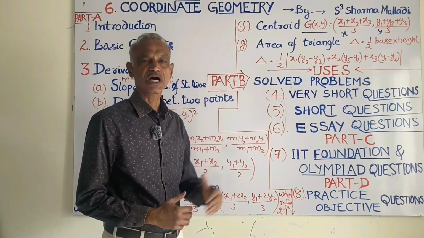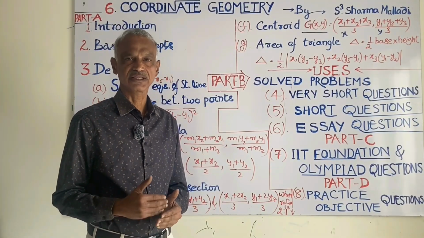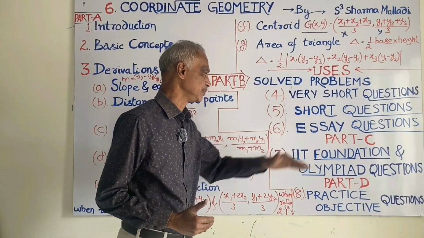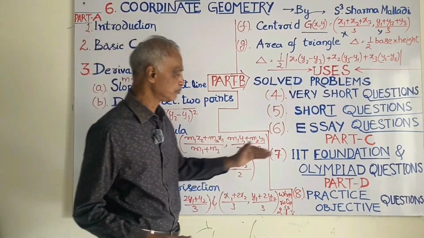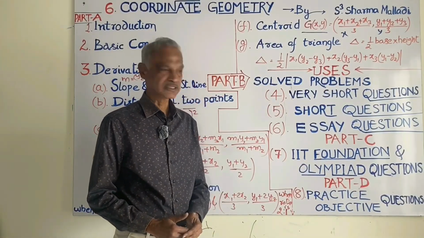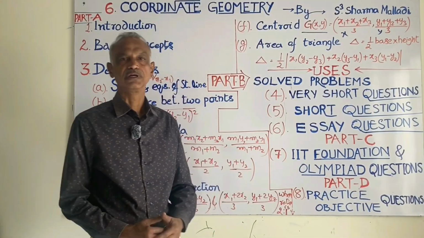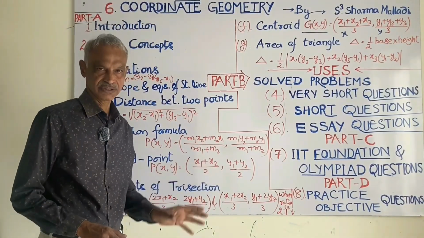Part B will be solved problems, very short questions and essay questions with solutions. Next, part C will be IIT Foundation and Olympiad problems, and part D will be practice and objective questions. Practice questions you should do yourself so that you can understand the chapter very easily.